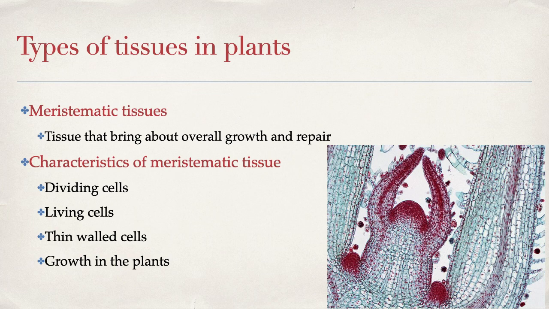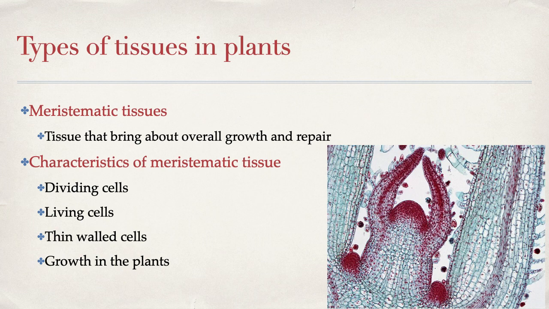Types of tissues in plants. Meristematic tissue. Tissue that brings about overall growth and repair is called meristematic tissue. Plants grow upwards to absorb maximum sunlight so that they can perform photosynthesis. Similarly, they also grow downwards so that they can grip the plant properly in the soil. Both the growth above the soil and the growth below the soil take place because of a tissue called meristematic tissue.